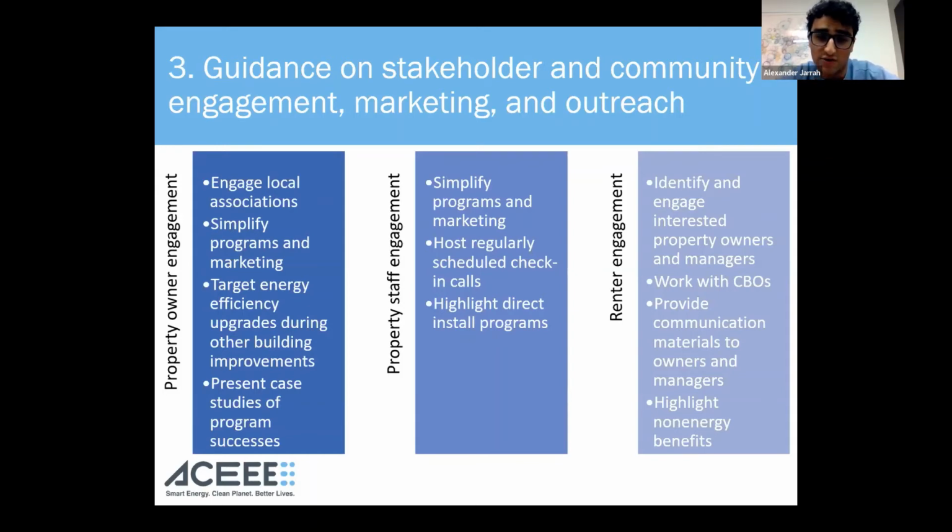To engage renters, we highlight how local governments can identify and engage interested property owners and managers. We discuss how they can work with CBOs and provide communication materials to owners and managers, which limits some of the barriers for the property owner themselves. And we demonstrate how highlighting non-energy benefits can increase renter uptake in energy efficiency programs.